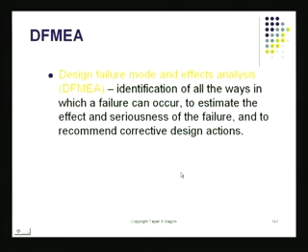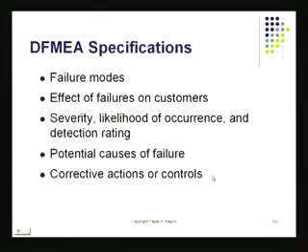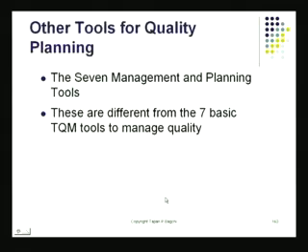FMEA is a standard engineering method by which you try to predict failures that can occur, and you try to take preventive steps so that this failure does not really take place. That's something that you try to do. DFMEA stands for design failure mode analysis. This actually comes up with failure modes, the effects of the failures, the severity and likelihood of the occurrences, and the potential causes of the failure and corrective action. These are the kind of things that you do at the design stage before you start your real design.